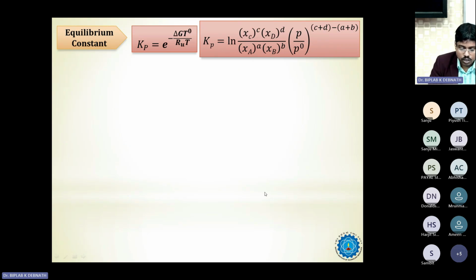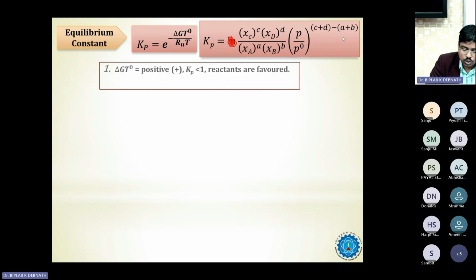Okay, so equilibrium constant Kp is equal to e to the power minus delta G naught divided by RuT, where Kp is equal to xC to the power c into xD to the power d divided by xA to the power a into xB to the power b, into P by P naught to the power (c + d) minus (a + b). So very importantly, two things we clearly understand from here.